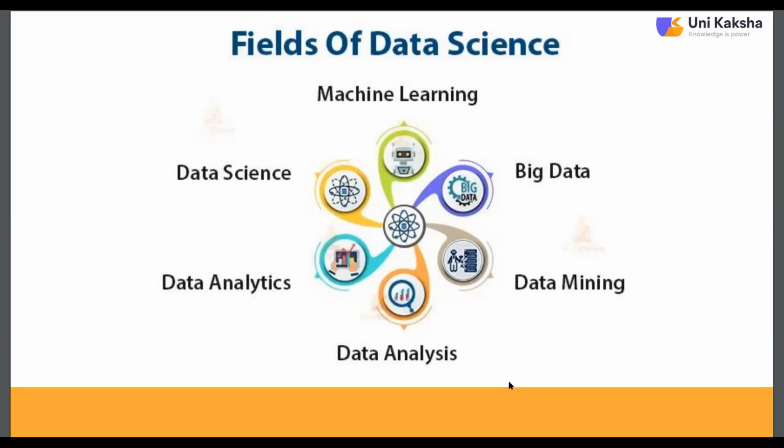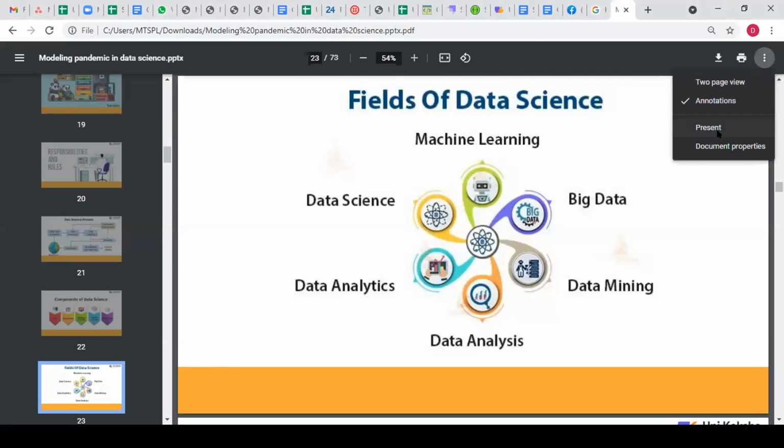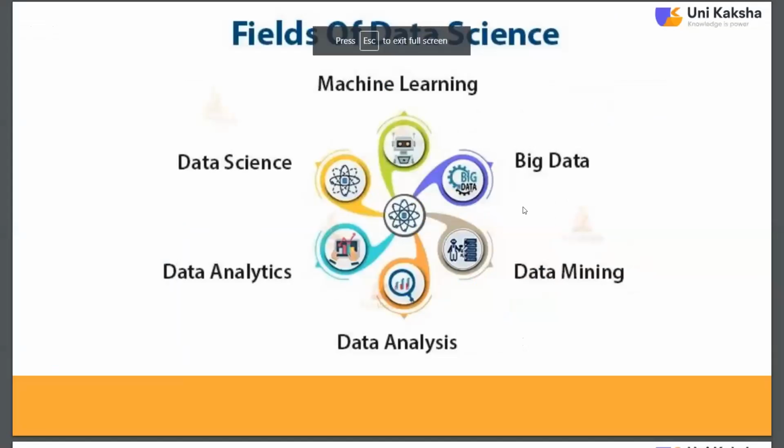Data mining is that kind of thing, in which different processing kinds of things are included. Next is big data. In big data we are dealing with large data sets. So these are some of the related fields of data science.